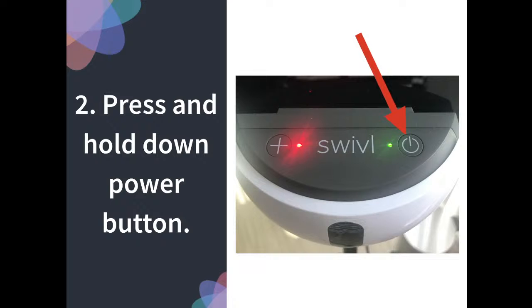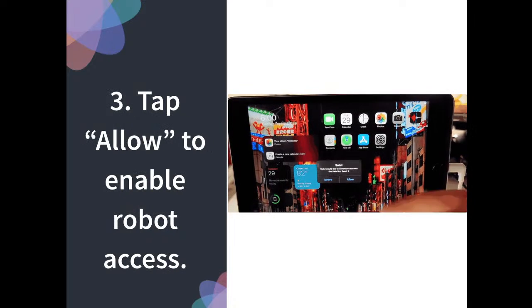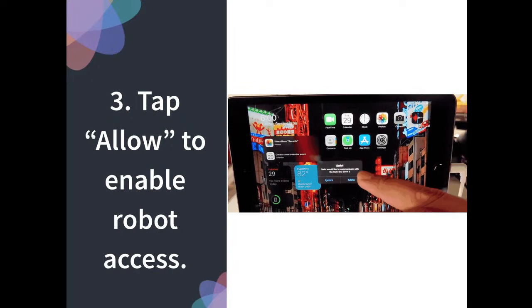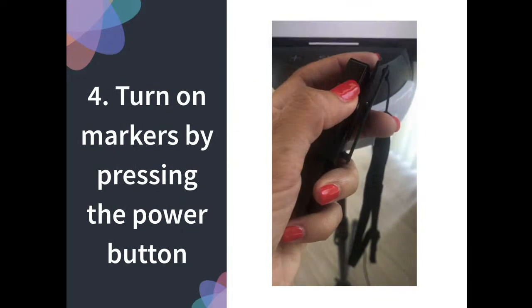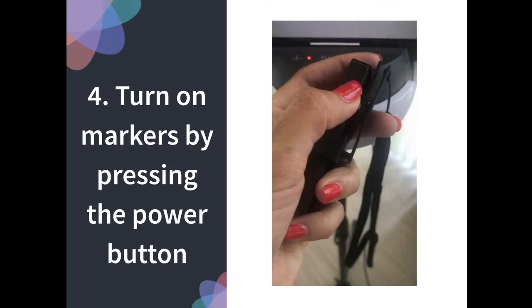In order to turn it on, for the power button, you're simply on the right-hand side going to click that and power it on, which means it becomes green. You're then going to go to your iPad, which is connected, and you will get a pop-up screen, and you'll click allow because you're allowing the robot access to your iPad. You're going to go then to your marker and press that power button on, in the center on the side.